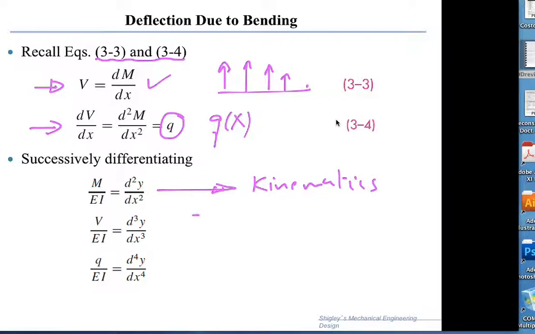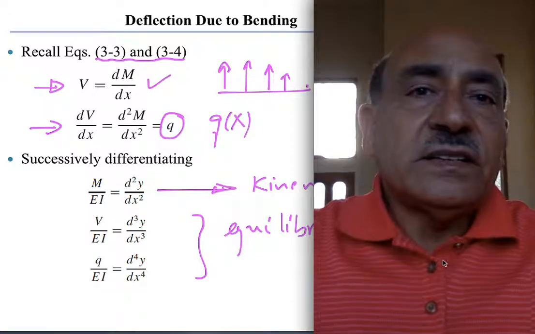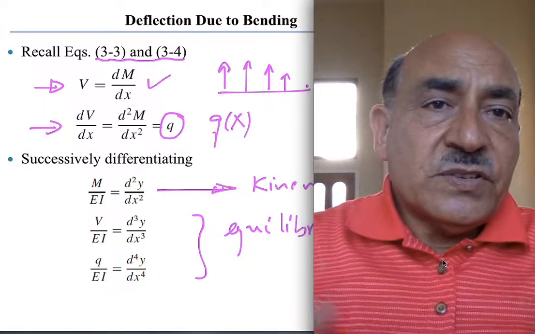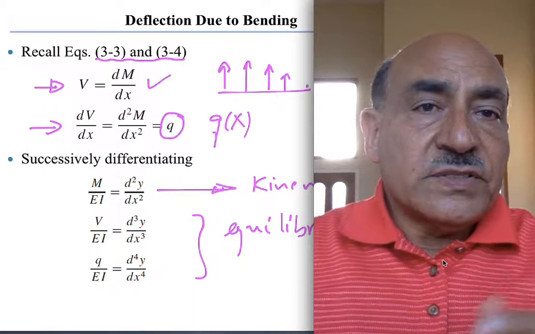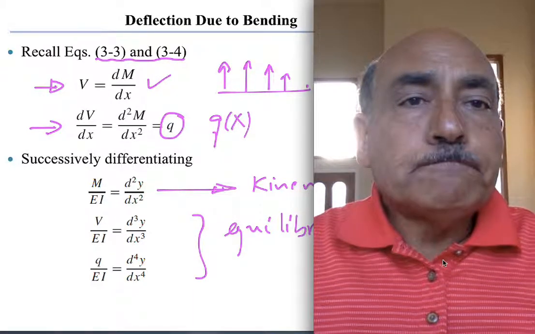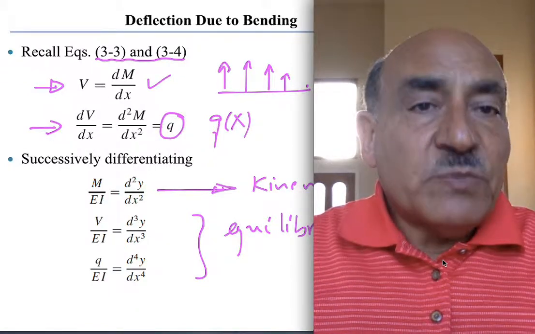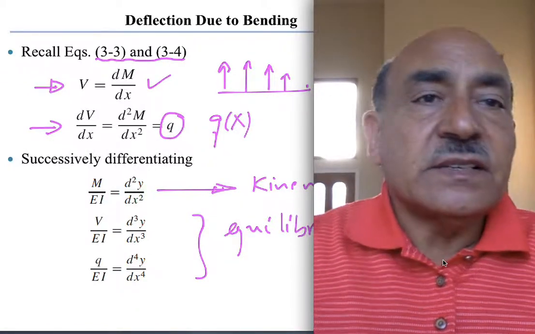And then equilibrium will give us these two equations. The equilibrium tells us that the third derivative of the deflection curve is V over EI, and the fourth derivative is Q over EI. So the procedure is that in general, we start with the distribution of Q, and that could be point forces or distributed loading. And we can also have moments distributed, so that's another complication.